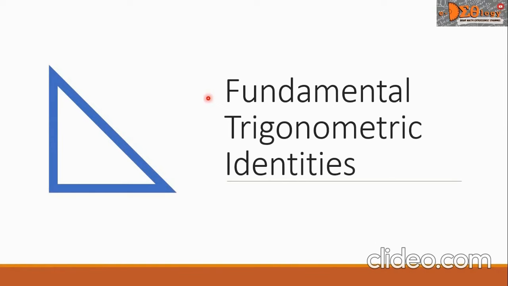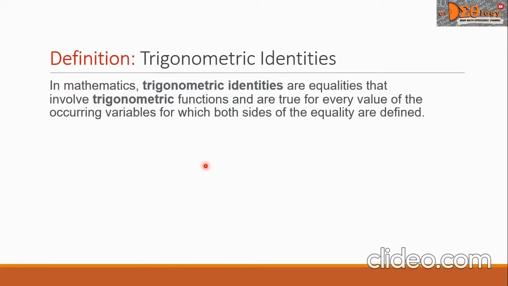Hi everyone. Today we're going to study fundamental trigonometric identities. First, let us define trigonometric identities. In mathematics, trigonometric identities are equalities that involve trigonometric functions and are true for every value of the occurring variables for which both sides of the equality are defined.